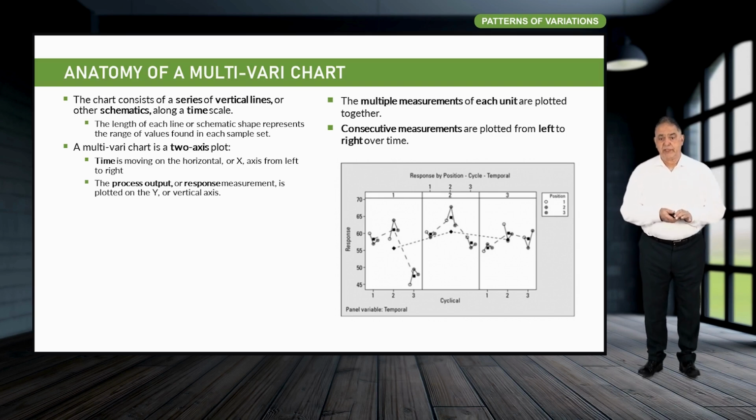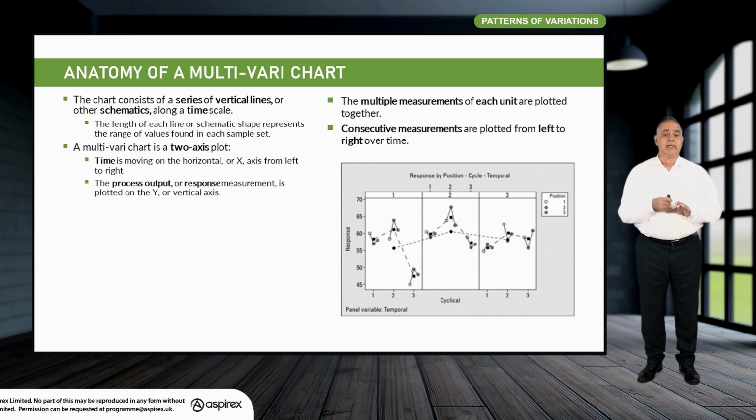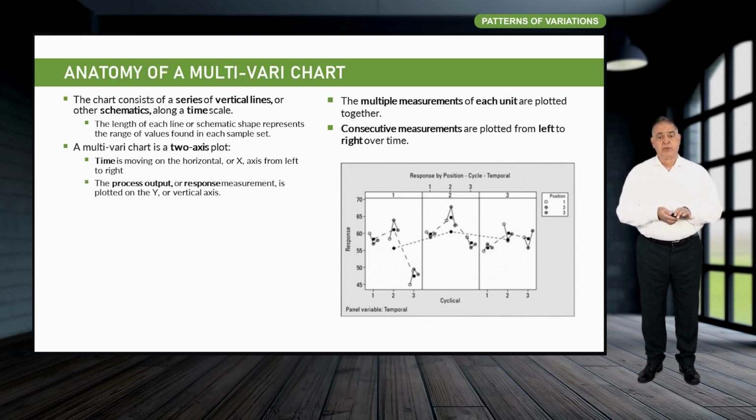So a multi-vari chart has two axes. The horizontal axis is associated with time, so we move from left to right. And the process output, or the response measurement, is associated with the vertical axis or the y-axis. The multiple measurements of each unit are plotted together. And again, consecutive measurements are plotted from left to right.